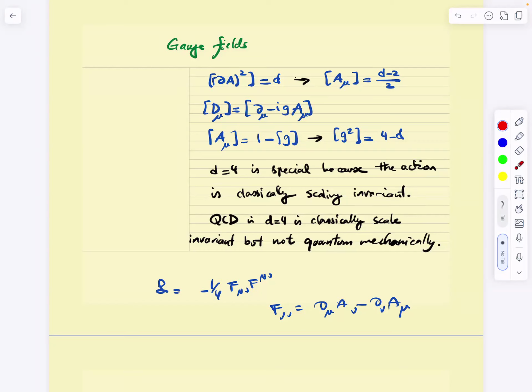This tells us that the dimensionality of g and A should be related, right? So the dimensionality of A is 1 minus g, which means that putting these two together, you find that g squared should have dimensionality of 4 minus D. So once again, you find that gauge theory in 4 space-time dimensions is scale invariant, because the coupling is dimensionless. Good? Question?